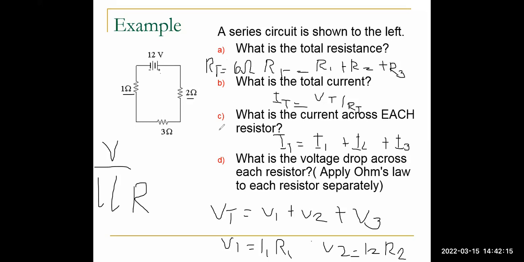So what is the total current? The total current IT is equivalent to VT over RT. The total current is 2 amperes. How do we get 2 amperes? The total voltage is 12 volts, divided by the total resistance, which is 6 ohms. So our current is 2 amperes.